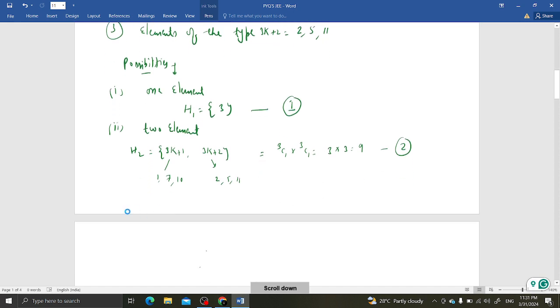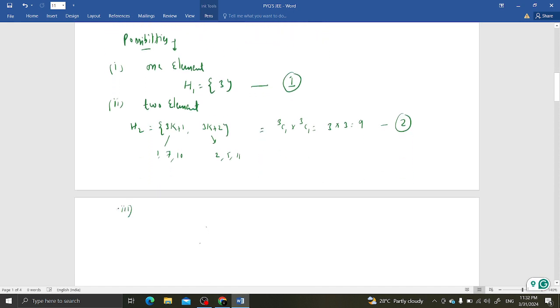Now the second one, third one. If we have 3 elements, it means here we have 2 elements, here we have 1 element, so how many possibilities do we have here? Here only one, here we have 9. Here we have 9 possibilities. Here I need to write only one possibility, that is 1, and here we have 9 possibilities.